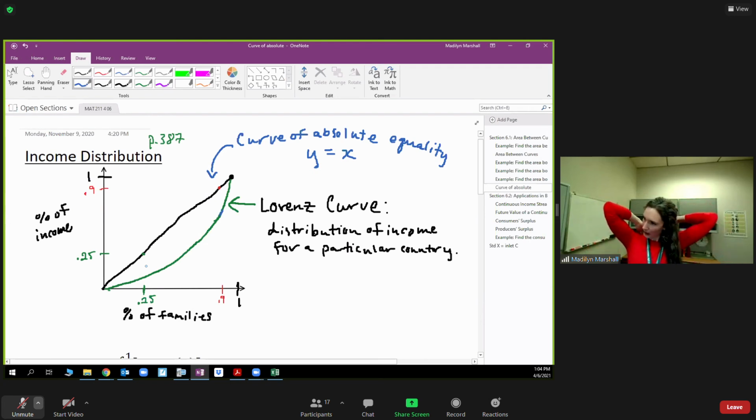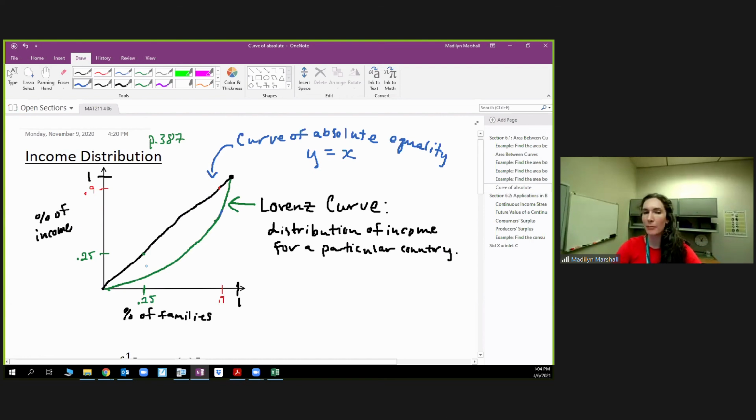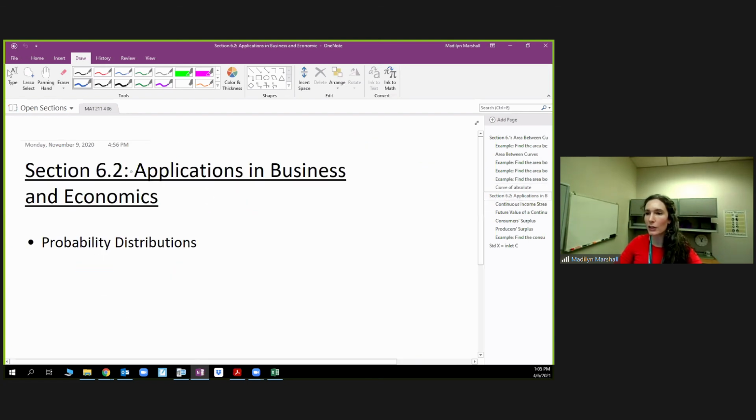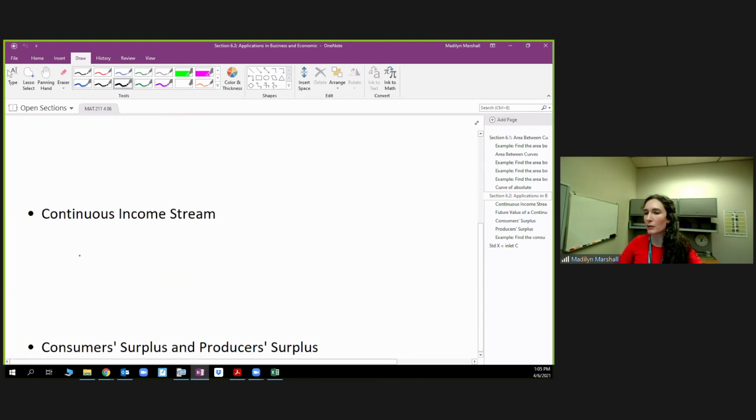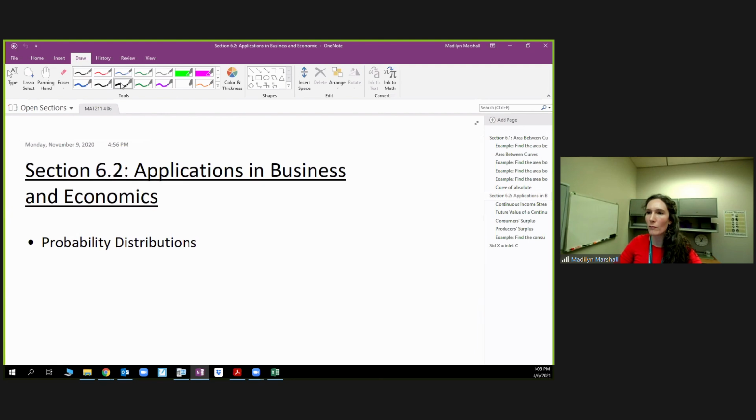Okay, so section 6.2, which is what we're doing next, is all applications of definite integrals. So here we've seen one application of this area calculation. There are so many applications of integration, and so we're only going to get to a handful in this class. So I want us to just mention one, and then we will start talking about a couple more. Section 6.2 is about applications in business and economics.